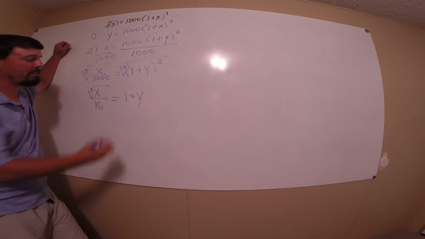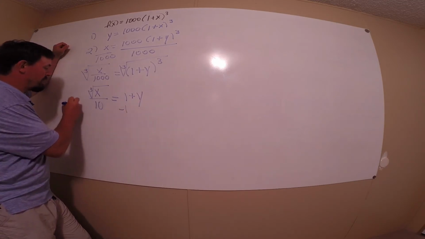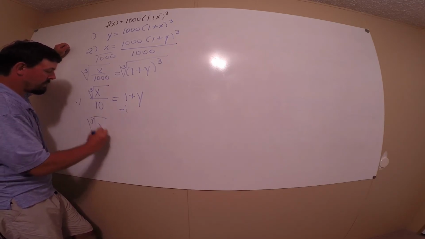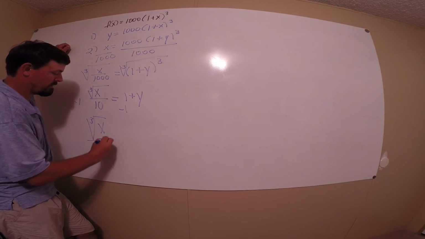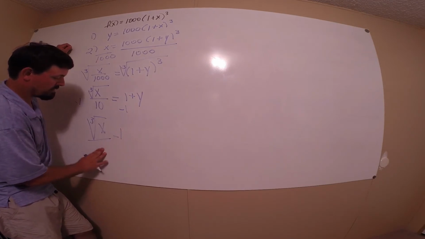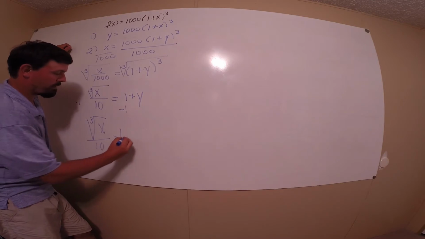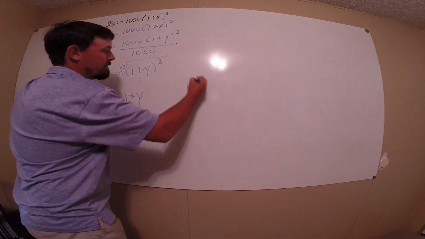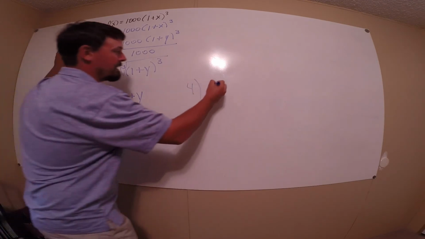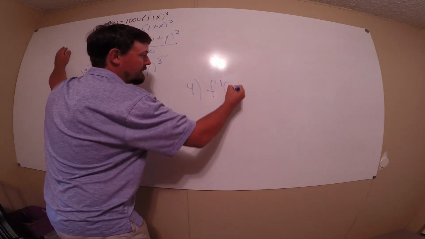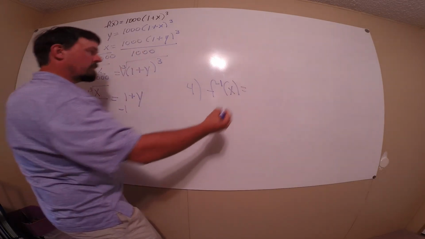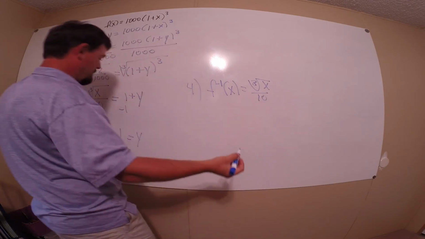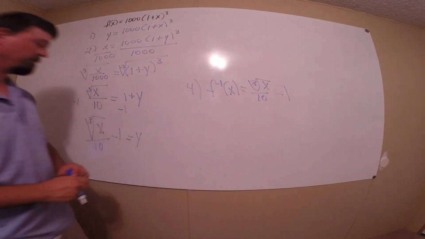I still got to get the Y by itself. Subtract 1 from both sides, so that what I get is the cube root of X over 10 minus 1. That equals your Y. Remember, step 4 says that we need to replace our Y with f inverse of X. So f inverse of X equals the cube root of X over 10 minus 1.